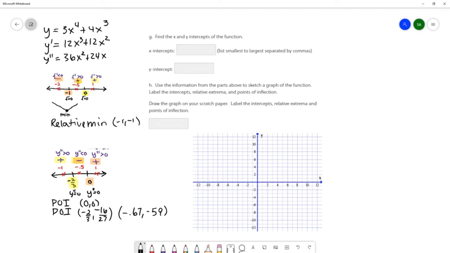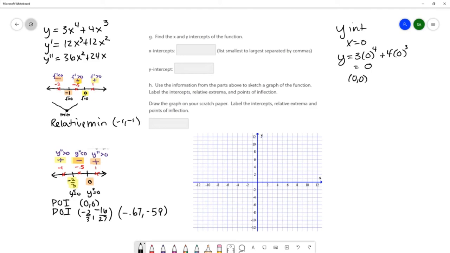So to find a y-intercept, we're going to let x equal 0. So we have that equation y equals 3 times x to the 4th, so we have 0 to the 4th, plus 4x cubed, so that's 0 cubed, and that gives us a y-intercept of 0, 0.